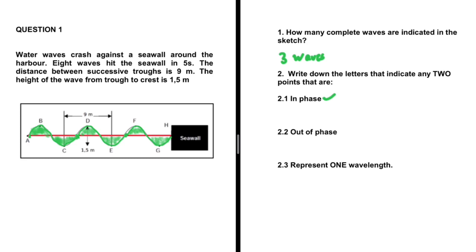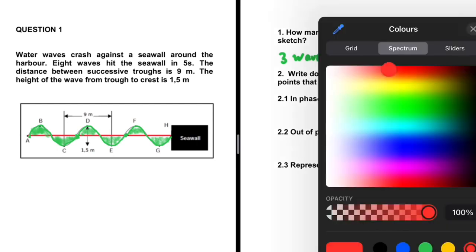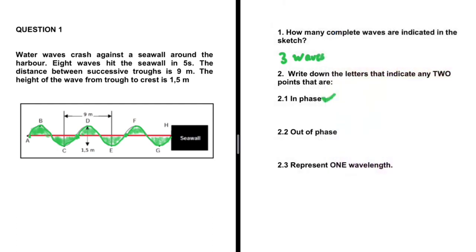We're interested in points that are in phase. Maybe what we want to do first is to define what it means when 2 points are in phase. Points are in phase when they have a whole number of wavelengths in between them. So if between any 2 points there is 1 wavelength, they're in phase. 2 wavelengths, they're in phase. 3 wavelengths, they're in phase. As long as it's a whole number of wavelengths in between the 2 points, then they are in phase.